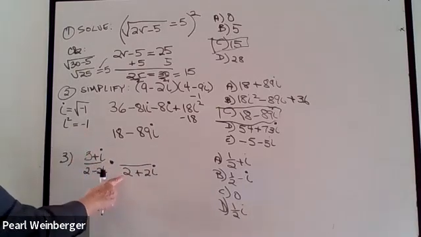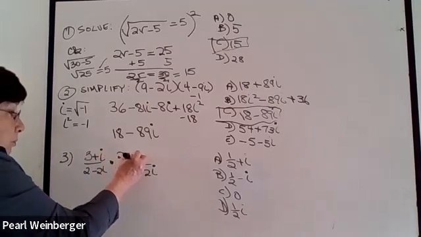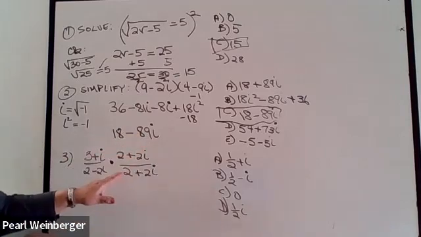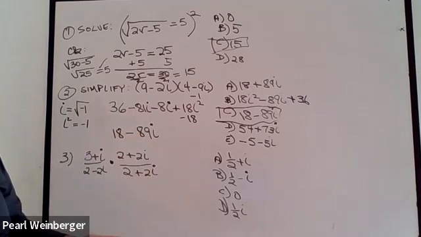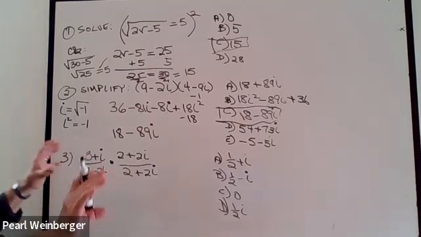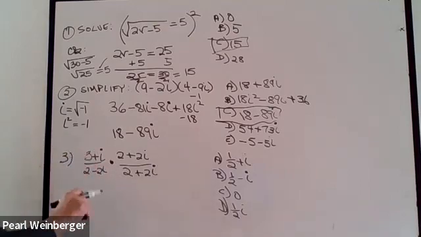And whatever I do to the denominator, I do the exact same thing to the numerator. So I'm multiplying by 2 plus 2i over 2 plus 2i. Literally, I'm just multiplying by 1, so I'm not changing the value. Now, if you recall, I always like to do the bottom first. That's always going to be easier. And I like to see the i's get rid of the i's.